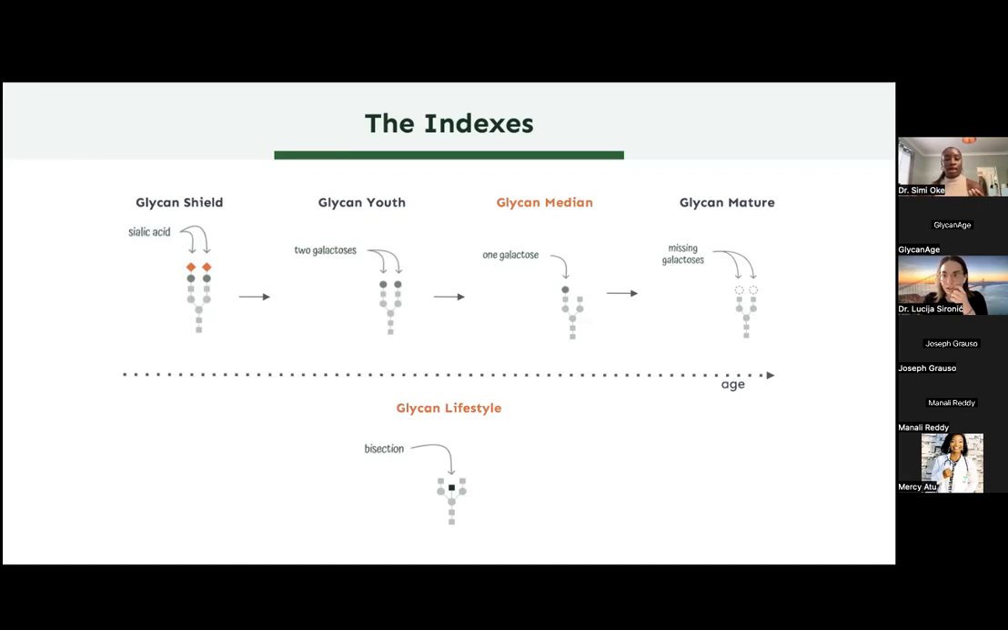So what we see is that actually when someone is going through a lot of inflammatory processes, so a lot of disease processes are happening, we're going to see a lot of these glycans that you see on the right hand side, missing galactose, they're less branched, and these are the ones that are associated with aging.